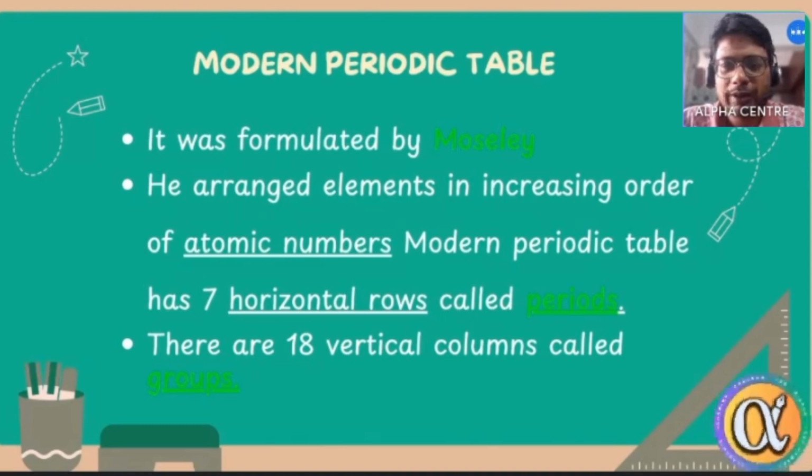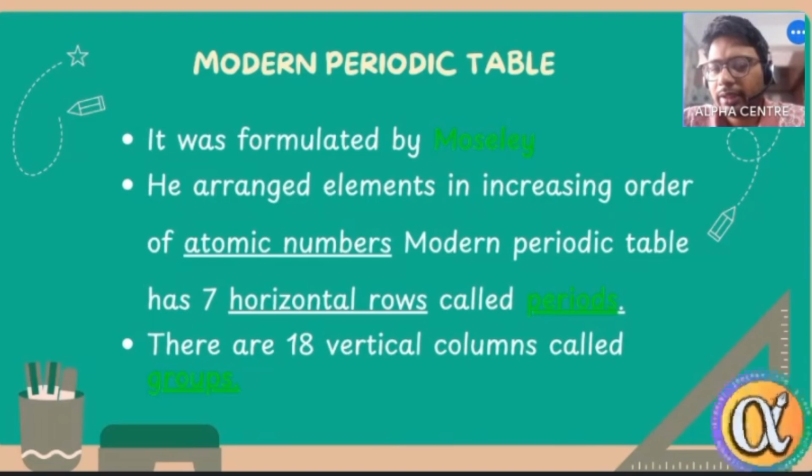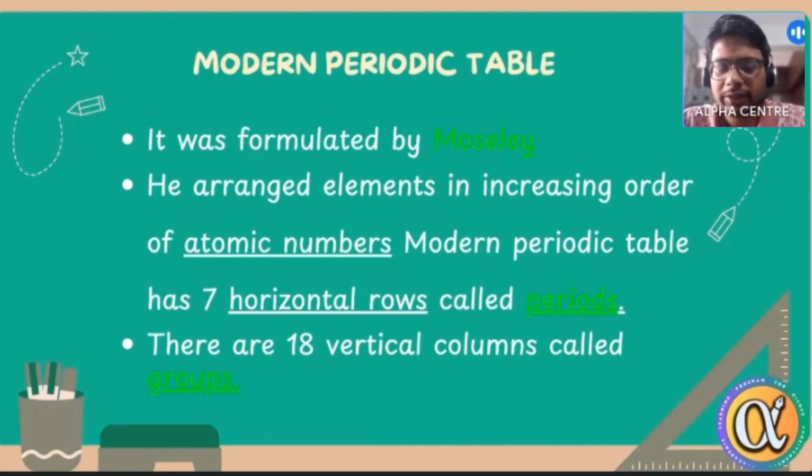Okay, some old points. This periodic table was formulated by Moseley. He arranged the elements in the increasing order of their atomic number. That is what happens in the modern periodic table. Unlike the previous periodic tables, where the elements were arranged mostly in the increasing order of their atomic mass, first time Moseley did this, arranging elements in the increasing order of the atomic number.